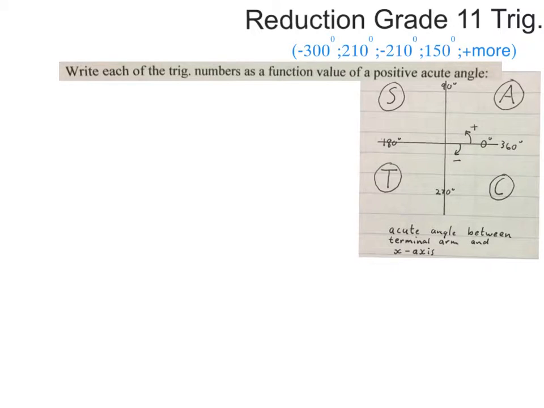The next thing you have to remember is that with these numbers up here, we are going to find out how they form an acute angle between the terminal arm and the x-axis. The terminal arm is a line that will move around on the Cartesian plane and stand at a specific position. We will see it with the first example. So we are going to change all these trig numbers and rewrite them as a function value of a positive acute angle. Then we will make a few videos where we simplify trig expressions with these numbers inside of them.